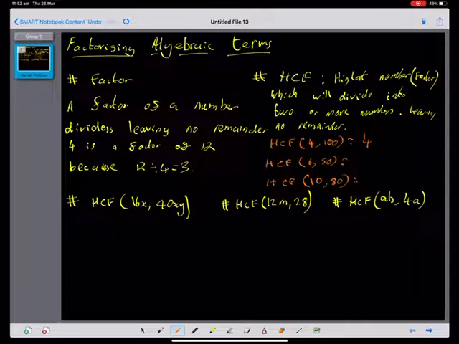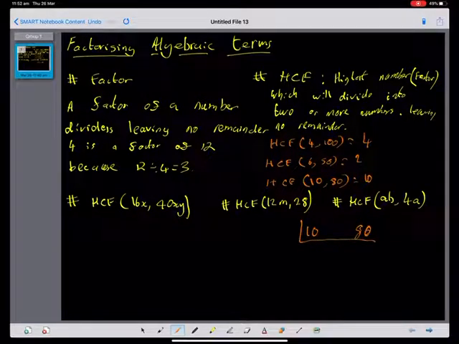The highest factor to divide into 6 and 50 is 2, and the highest common factor to divide 10 and 80 is 10. Now we can work this out by using this algorithm here. Okay, so this is 80. So we divide by 2 to get 5 and 40.